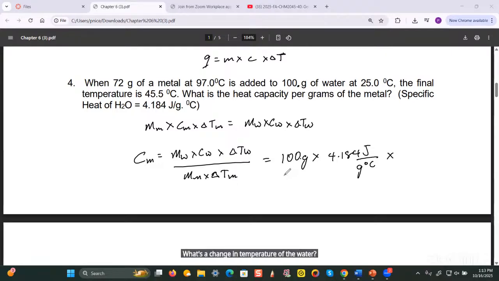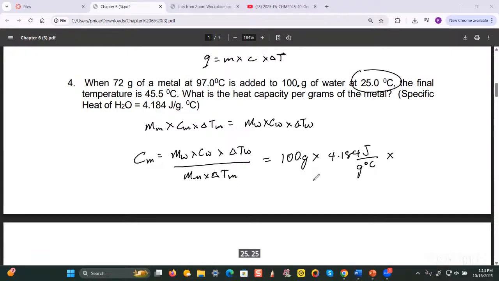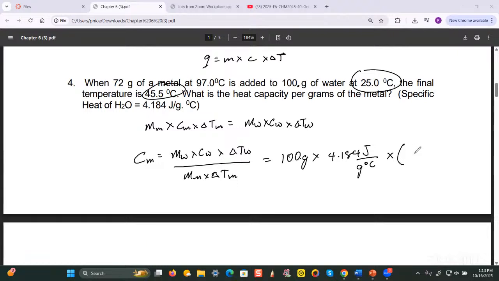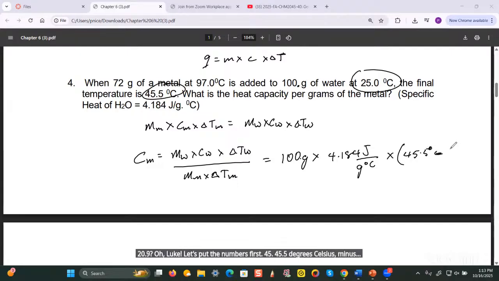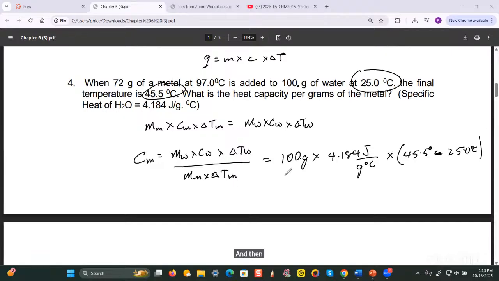What was the initial temperature of the water? 25. What's the final temperature? 45.5, right? So the change in temperature of the water will be what? 20.5. Let's put the numbers first. 45.5 degrees Celsius minus 25.0 degrees Celsius, all right? And then we divide by what? The mass of the metal. What's the mass of the metal?